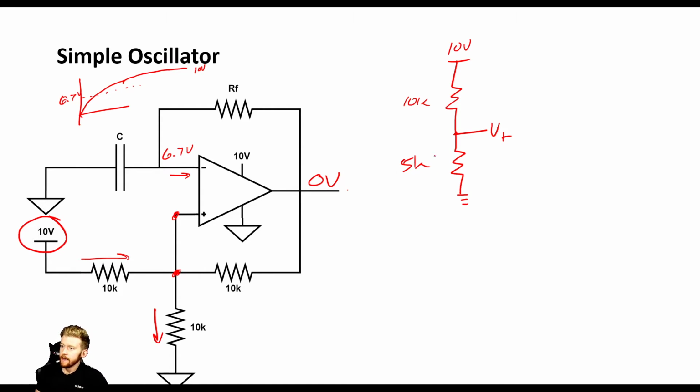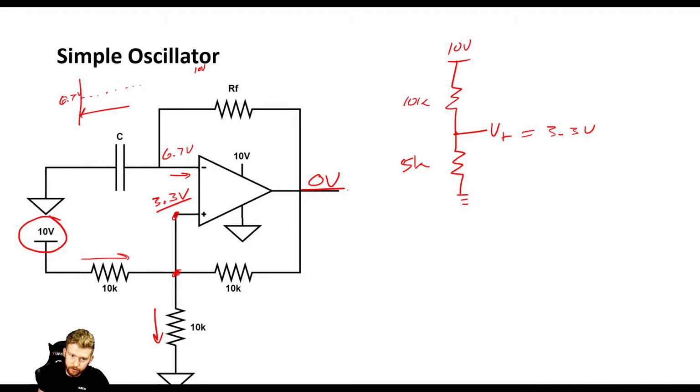So now, if we have this voltage divider flipped, our V plus is just 3.3 volts. So before, our V plus was 6.7, but once this negative terminal gets greater than that 6.7, our positive terminal flips to 3.3 volts. Okay, so now our positive terminal is 3.3 volts. Our output is 0 volts. And this capacitor, remember, it doesn't like having its voltage changed instantaneously. So this capacitor is still at 6.7 volts.